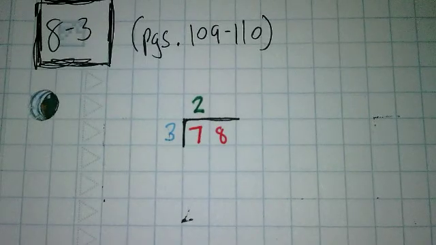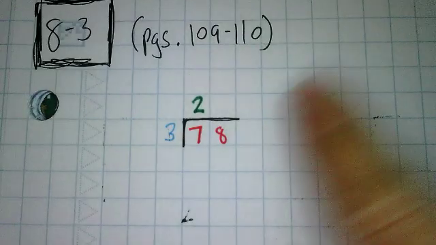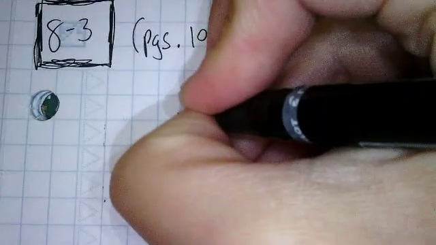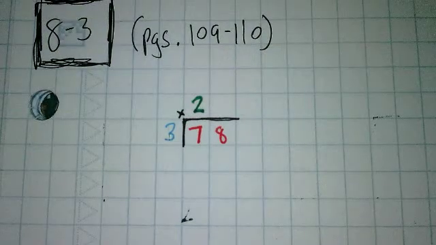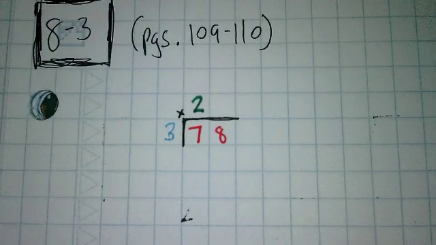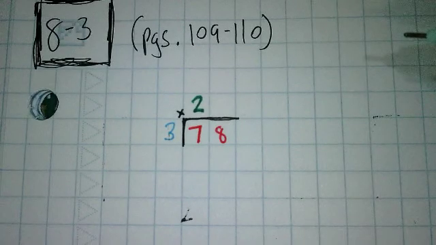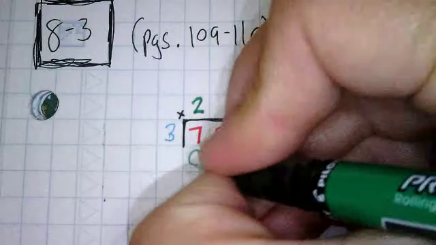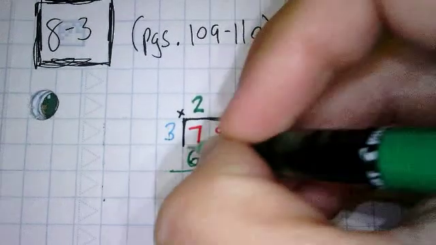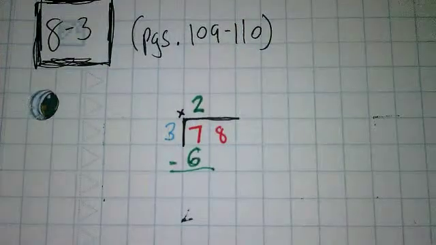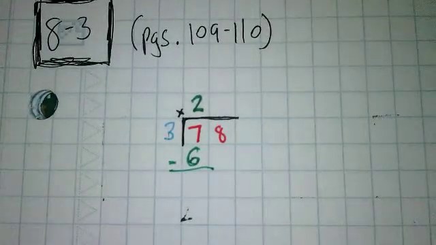Now, if you remember from 2 days ago, we need to multiply 3 times 2 to get our number down here. What is 3 times 2? 6. So I'm going to write my 6 below my 7. Just like we did 2 days ago where we write our number below, right? Except this time I'm only working with this tens column. I'm not doing the whole number at once yet.